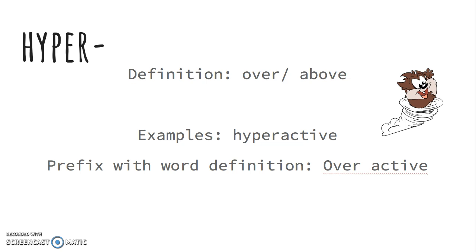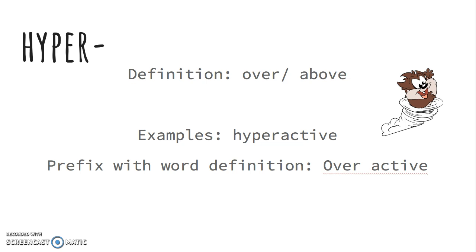So our first one is hyper, which by definition is over or above. If we were looking at a word with hyper in it, let's say hyperactive, we can see that active is in the word, but making it hyper means it's overactive, someone has a lot of energy. So you can see how that word part shapes that definition.